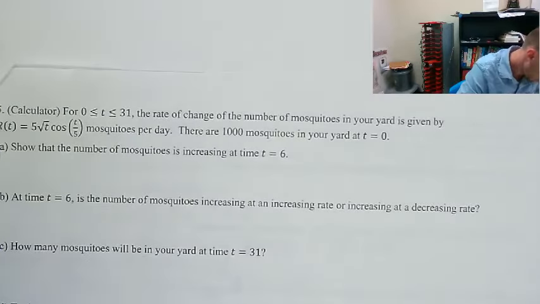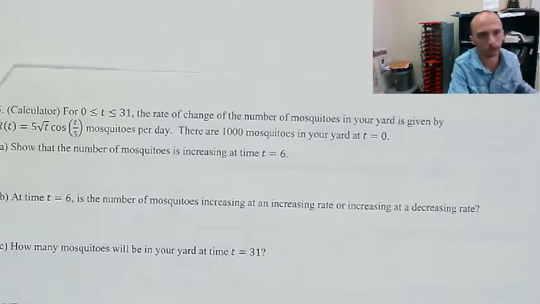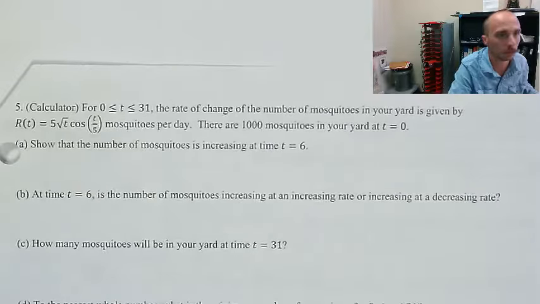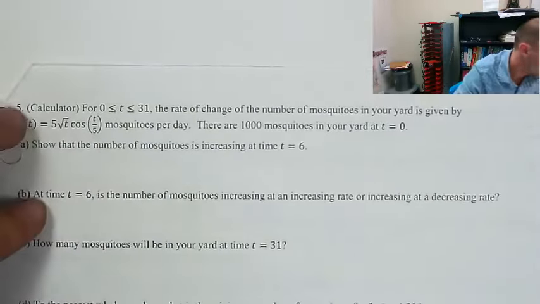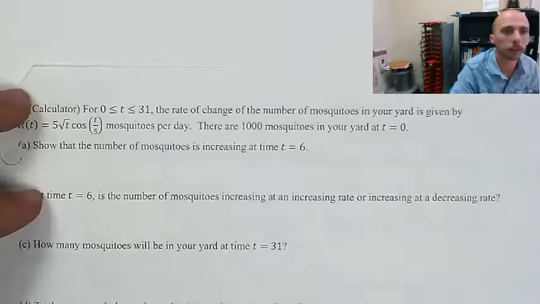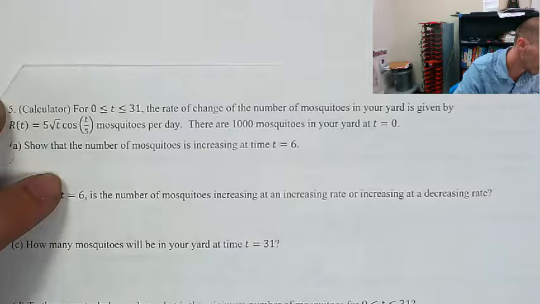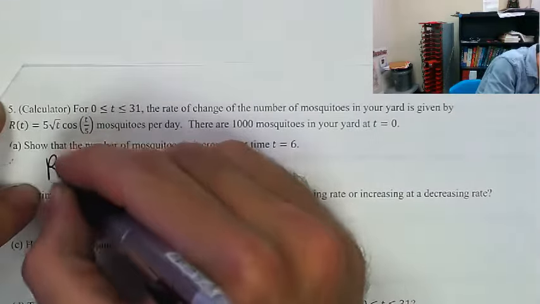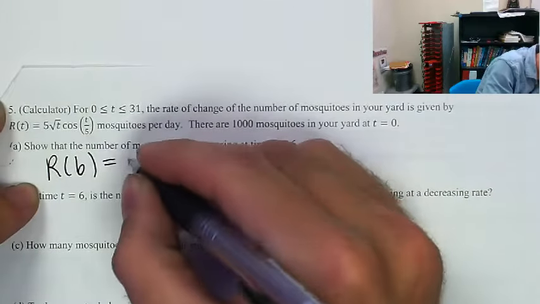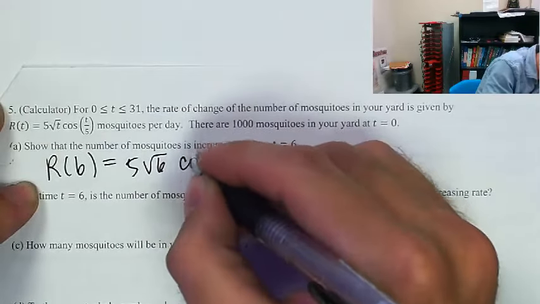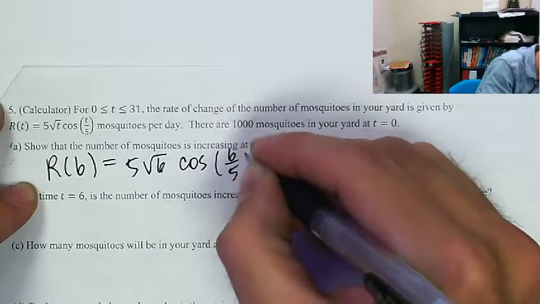So, number 5. For 0 to 31, the rate of change in the number of mosquitoes in your yard is given by R of t as 5 root t cosine t divided by 5 mosquitoes per day. All right. So this is just one rate of change. There are 1,000 mosquitoes at t equals 0. Sounds nightmarish. Okay. Luckily, it's getting to be winter time, and there's not so many mosquitoes outside. So show that the number of mosquitoes is increasing at time t equals 6. Well, that would be R of 6 equals 5 root 6 cosine of 6 divided by 5.